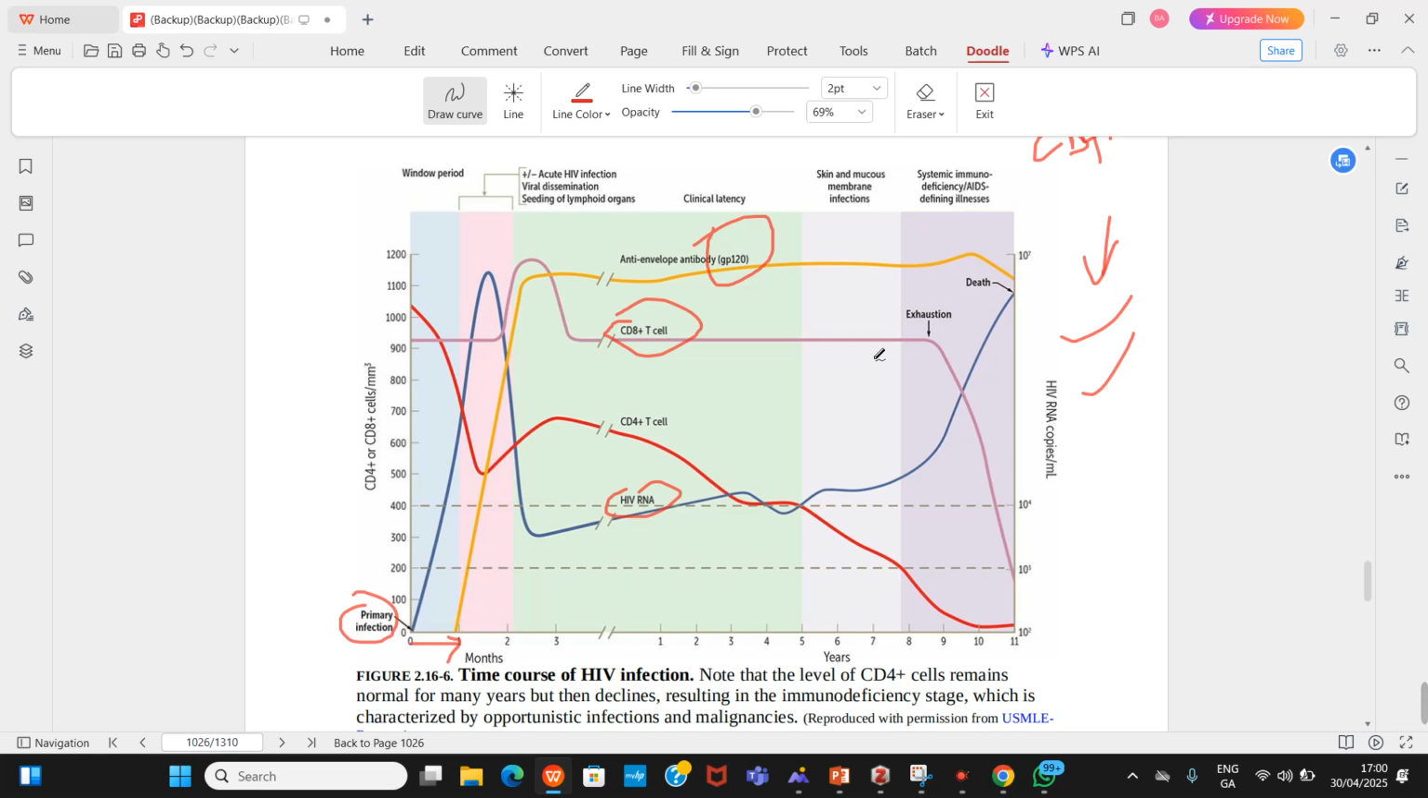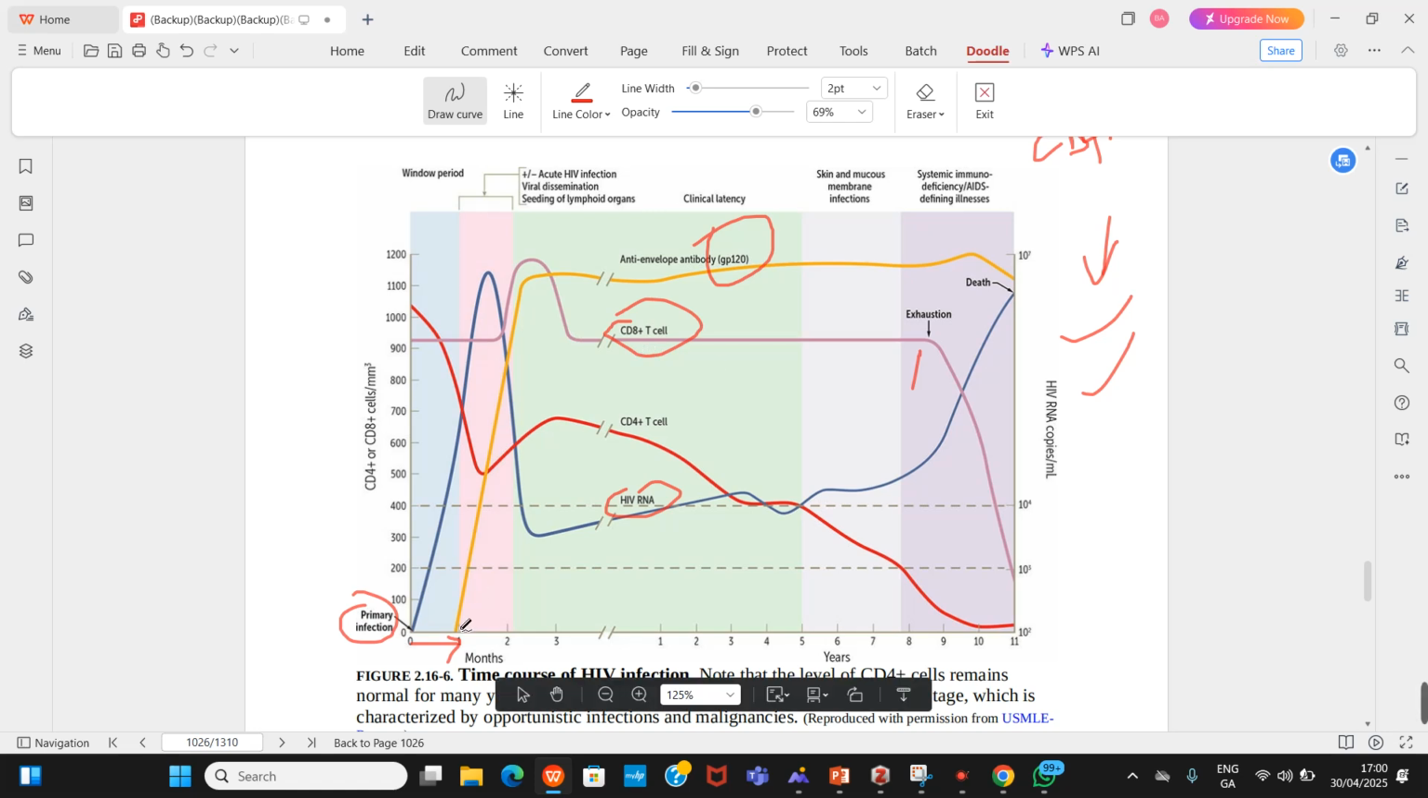Okay, let's just see how it goes. Then later it will be caught in the process and it will die off. So once you see this plateau, just know that the one that is not really involved in the process is your CD8 cell.